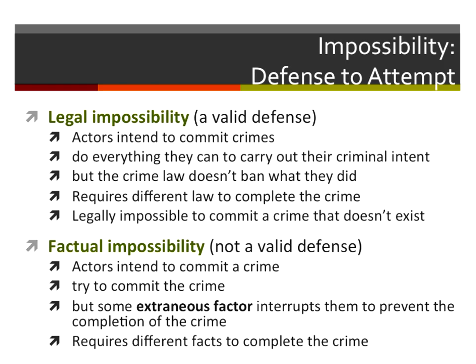Now, impossibility is a defense to an attempt. So if you were charged with an attempt crime, it's possible you could use impossibility as a defense. We have legal and factual impossibility. Factual impossibility is not a valid defense. These are where actors intend to commit a crime and they try to commit a crime, but some outside factor interrupts them. Okay, so in these cases, you would need different facts to complete the crime.